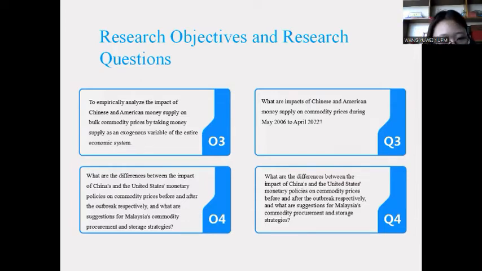Objective 4 is to analyze the difference between the impact of China's and U.S. monetary policy on quantitative prices before and after the outbreak, and what the strategies are for quantitative storage. And question 4 is the difference between the impact of China's and U.S. monetary policy on quantitative prices before and after the outbreak, and what the strategies are.